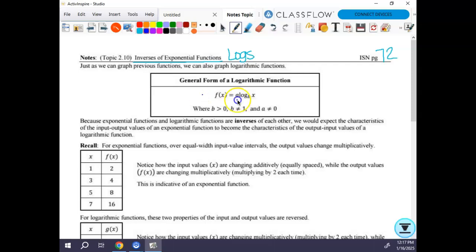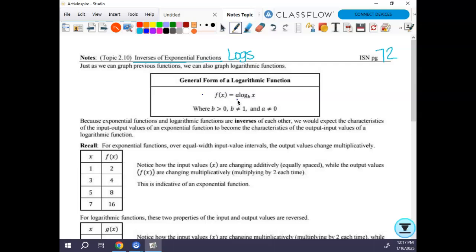The A right here does the same thing the A does in all of them. That is your vertical dilation, your vertical stretch or compression. That B there is the base of the log. I think we already understand that. B has to be greater than 0. That means you cannot have a negative base and you can't have a base that is 0.